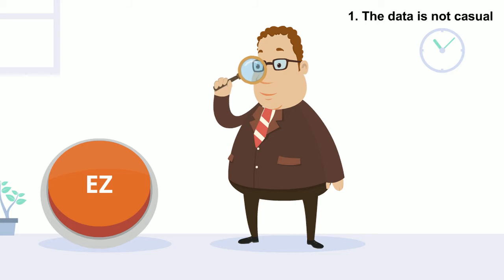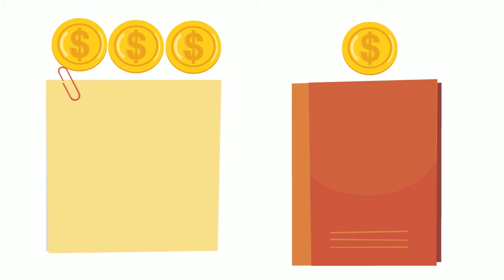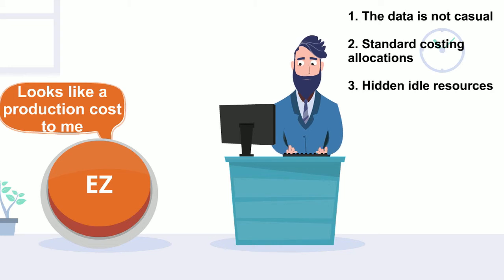Number 2. Standard costing allocations. Traditional standard costing is famous for its percentage allocation of operations overhead. This practice spreads too many costs to high-volume products and too few costs to low-volume products. Number 3. Hidden idle resources. The easy button also hides idle or unused resources. Idle resources have nothing to do with the products actually produced, but the easy button nevertheless spreads these costs arbitrarily to current production, further distorting the information necessary for good decision-making.